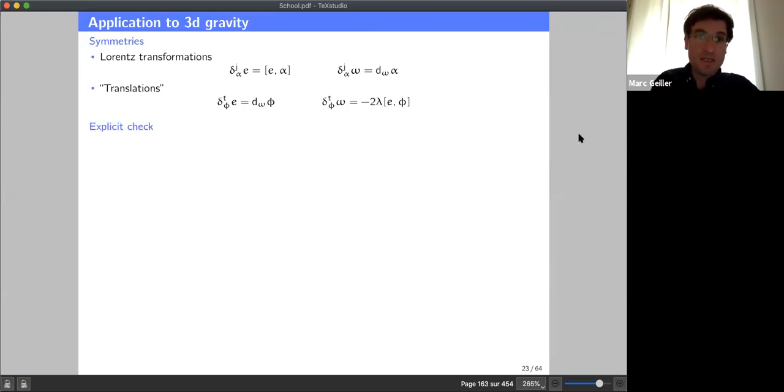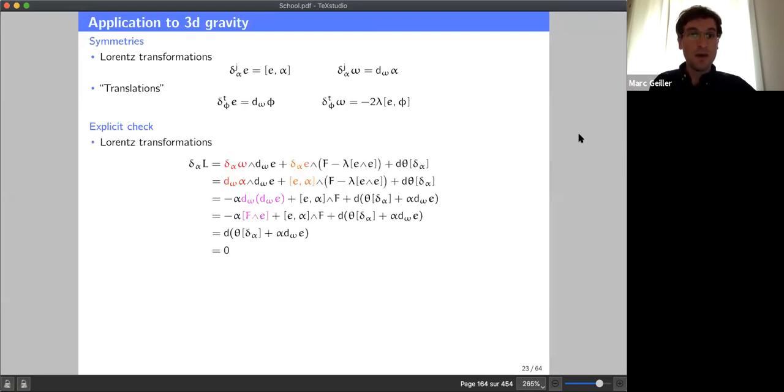Now we can check explicitly that these are symmetries of this connection and triad first order formulation of 3D gravity. To be explicit, we just compute this by brute force calculation. We take back our variational formula, which we had on the previous slide, relating the variation of the Lagrangian to the variation of the fields, the equations of motion and the symplectic potential on the boundary. Then you see in red, I plug in the Lorentz transformation for omega. In orange, I plug in the Lorentz transformation for the triad.